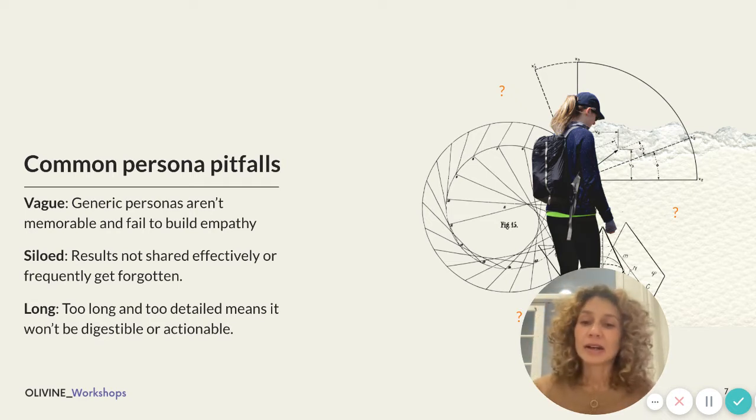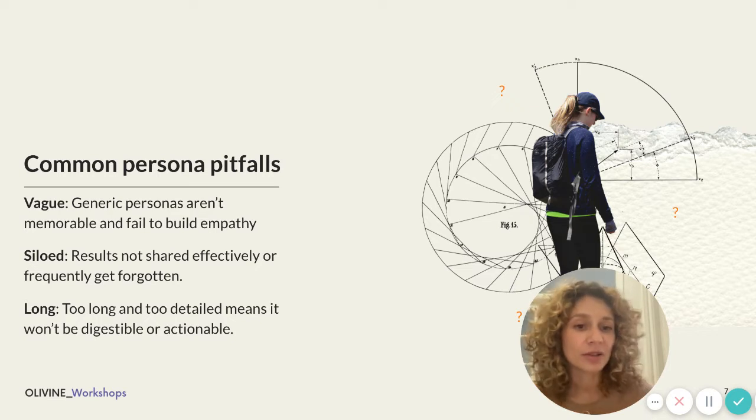And then finally, personas don't work really well when they're super long. So detail is important, but it's really great to think about the right details so that this is digestible and so that people feel like they can take action on it.